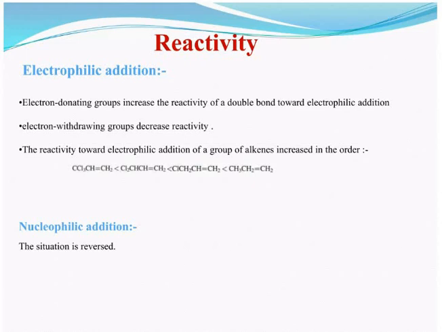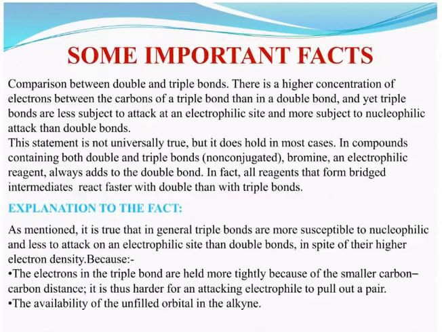Now reactivity. In electrophilic additions, electron donating groups increase the reactivity of a double bond toward electrophilic addition. Electron withdrawing groups decrease reactivity. The reactivity towards electrophilic addition of a group of alkenes increases in the order: look here, CCl3CH=CH2 is less than CH2Cl CH=CH2 and so on. Now in nucleophilic addition, the situation is reverse.